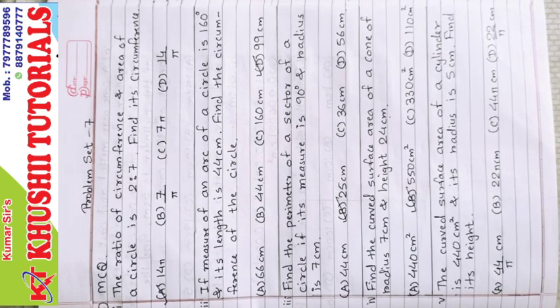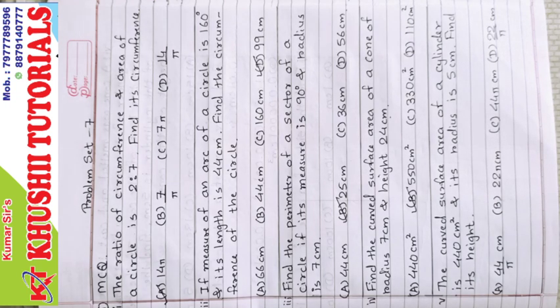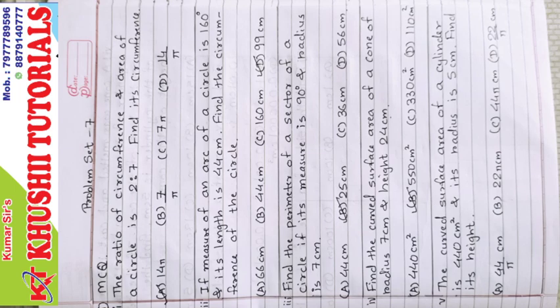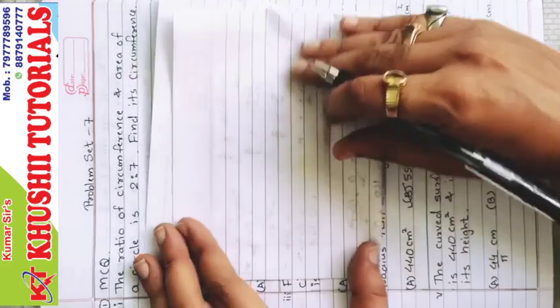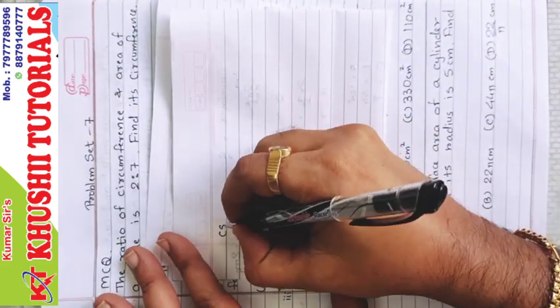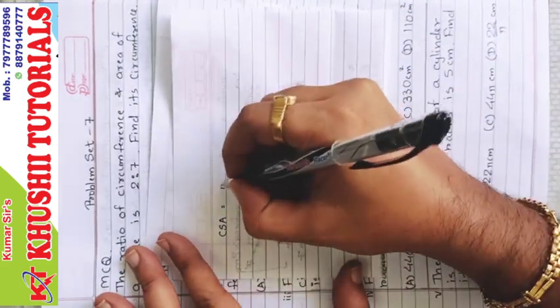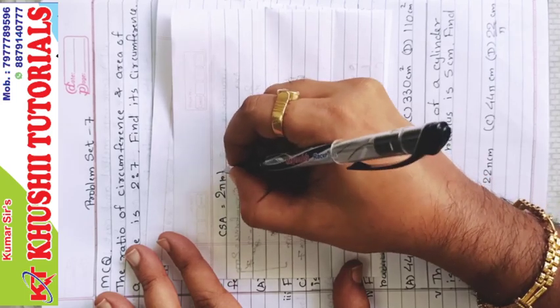Fifth one: the CSA of a cylinder is 440 centimeter square. Its radius is 5 centimeter. Find its height. Now CSA of cylinder is 440. The CSA of cylinder formula is 2 pi r h.